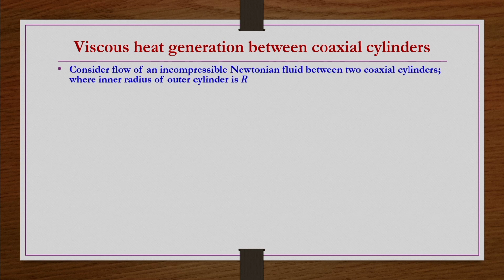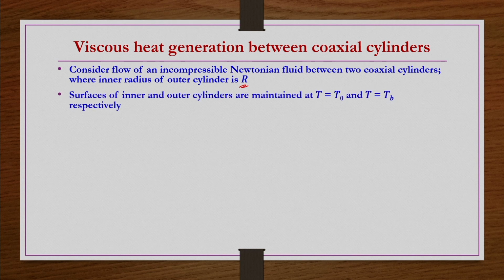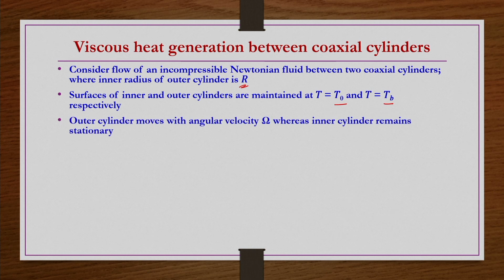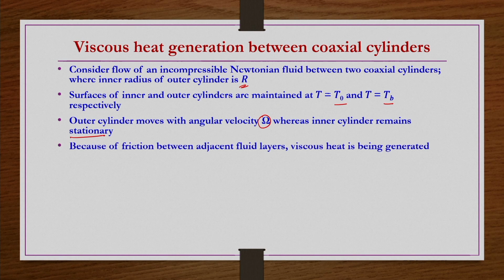Consider flow of an incompressible Newtonian fluid between two coaxial cylinders, where the inner radius of the outer cylinder is capital R. Surfaces of the inner and outer cylinders are maintained at T0 and Tb respectively. The outer cylinder moves with angular velocity omega, whereas the inner cylinder remains stationary. Because of friction between adjacent fluid layers, viscous heating is generated.